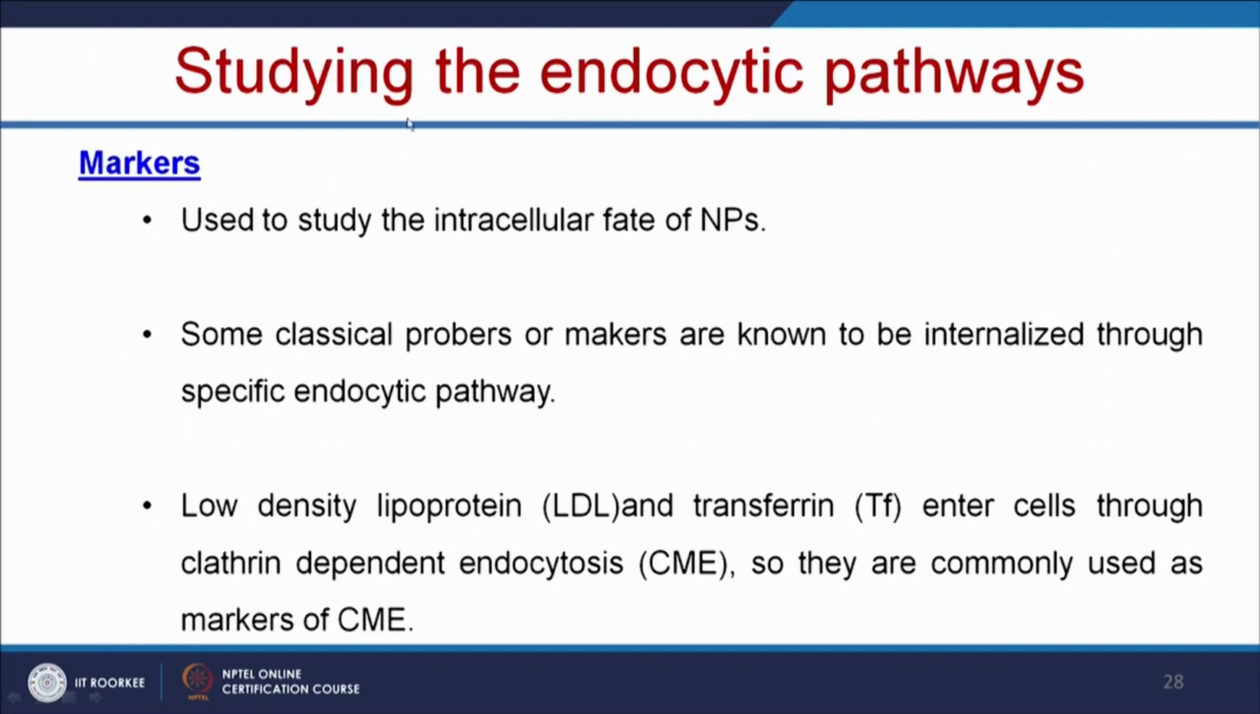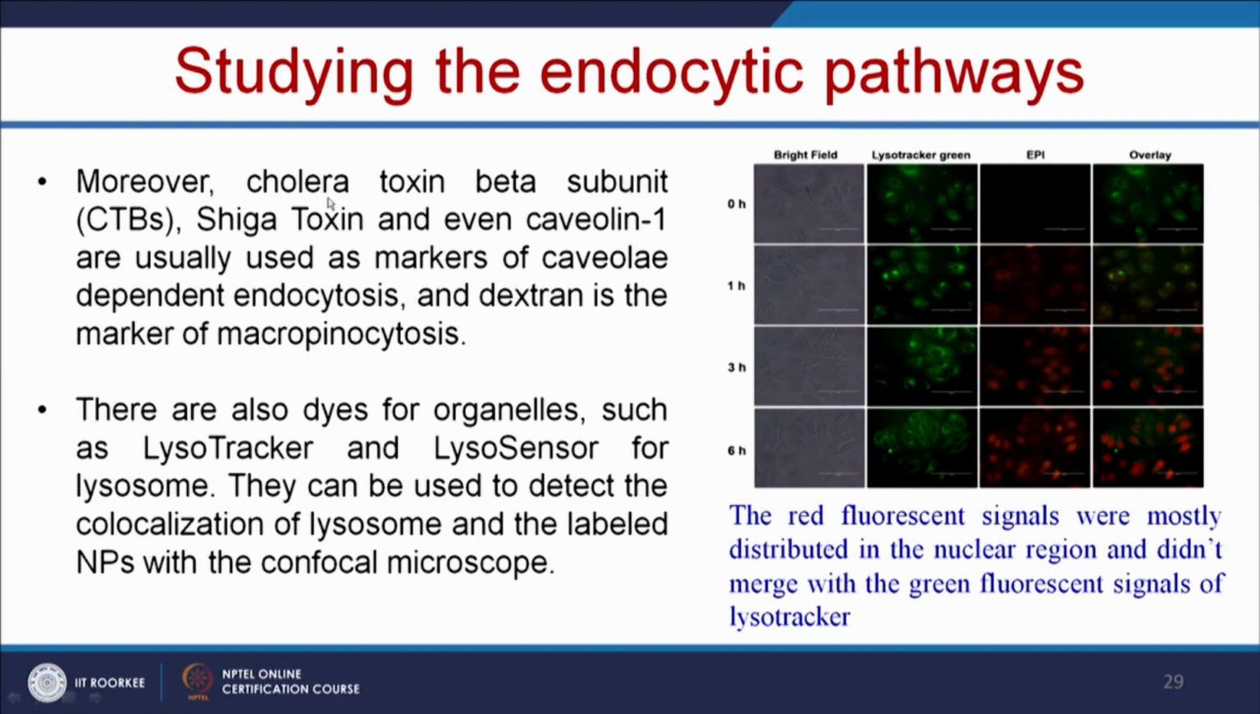mechanism. So if you want to study whether your nanoparticle is following endocytic pathways, we can use markers to study the intracellular fate of these nanoparticles. Some classical probes or markers are known to be internalized through specific endocytic pathways. For example, LDL, the low density lipoprotein, and transferrin enter the cell through clathrin dependent endocytosis, so they are commonly used as markers for CME. We can also use cholera toxin or Shiga toxin, and even caveolin 1, which are usually used as markers for caveolin dependent endocytosis. And we can also use dextran as the marker for macropinocytosis.